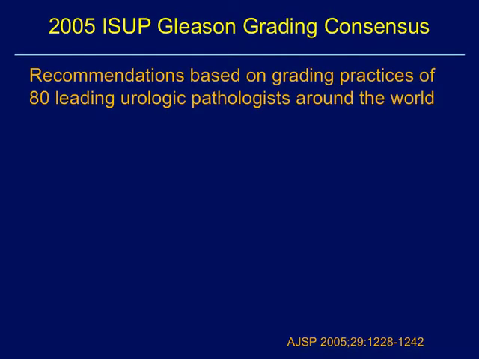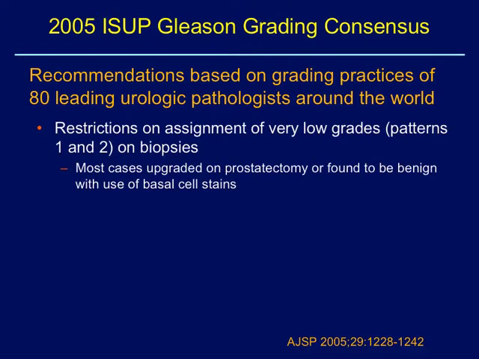So the recommendations were really based on the grading practices of these experts at the time, rather than a new ploy to get a new grading system per se. We were really talking about modifying the Gleason system. And the first thing we discussed was this restriction on assigning low grades, patterns 1 and 2, to biopsies, recognizing that many of them were benign, or at least they would be upgraded at the time of prostatectomy. So it wasn't a good idea to really call them that on biopsy.